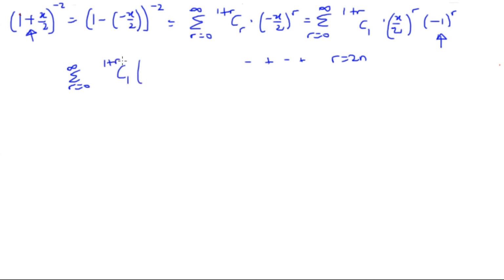No, my r is now 2n. So instead of having r, I will have 1 plus 2n combination 1. Then I will have x upon 2 raised to power r, and of course r is 2n. Then I will have minus 1 raised to power 2n. Notice that minus 1 raised to power 2n is equal to 1, because 2n represents an even number. So minus 1 raised to power any even number will be equal to 1. So I do not need to have this again. So I will have something of this nature.